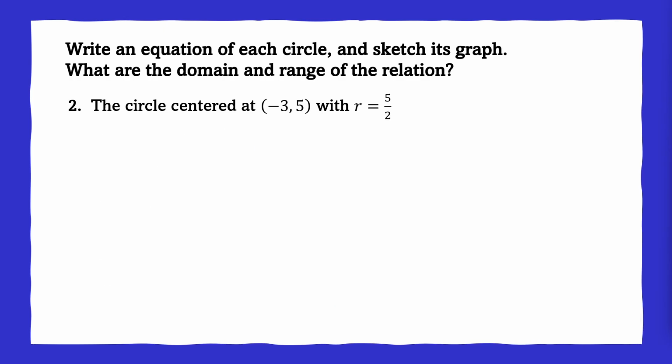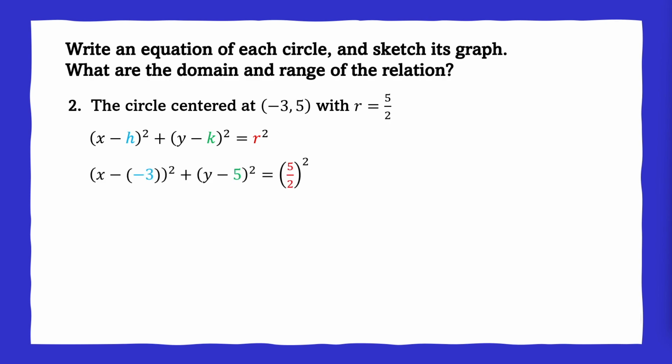How about a circle centered at (negative 3, 5) with radius 5 halves? We use the standard form and substitute negative 3 and 5 for h and k, and 5 halves for r. This simplifies to the quantity (x plus 3) squared plus the quantity (y minus 5) squared equals 25 fourths.